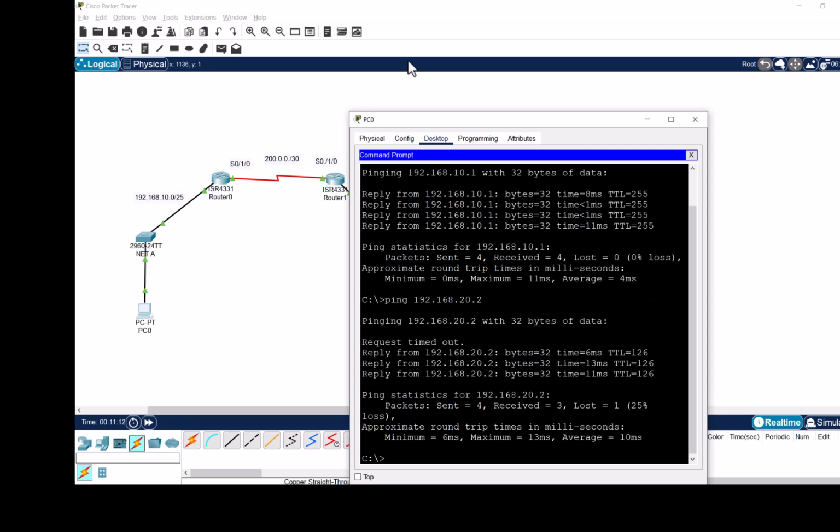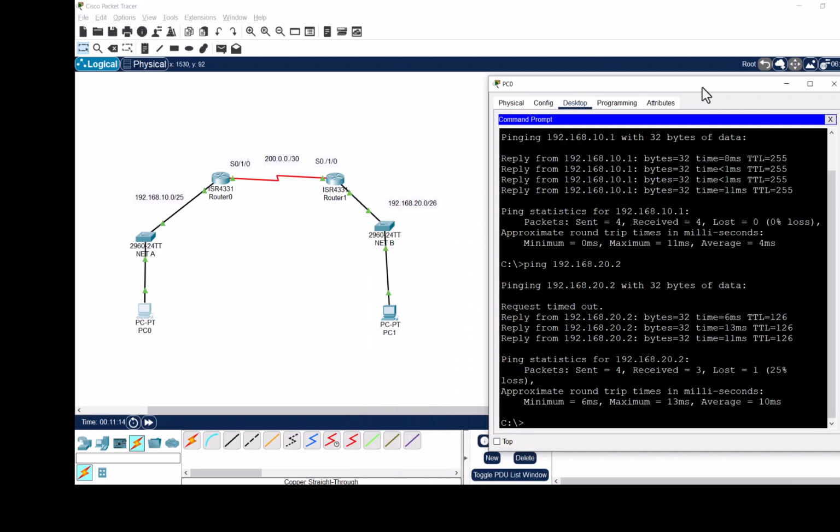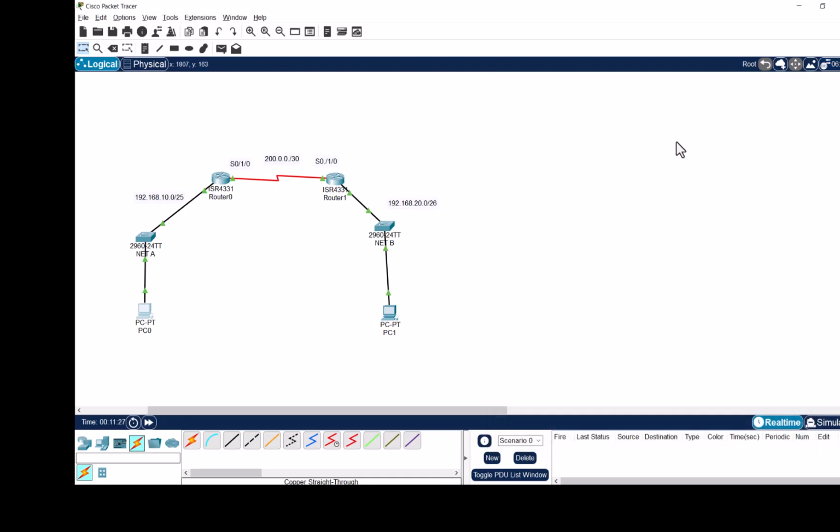So again, we configured each router with EIGRP 20. 20 is just a group number. And then network A and network WAN on router 0, and on router 1, network B and network WAN, and that's it. And now they are exchanging their routing tables.